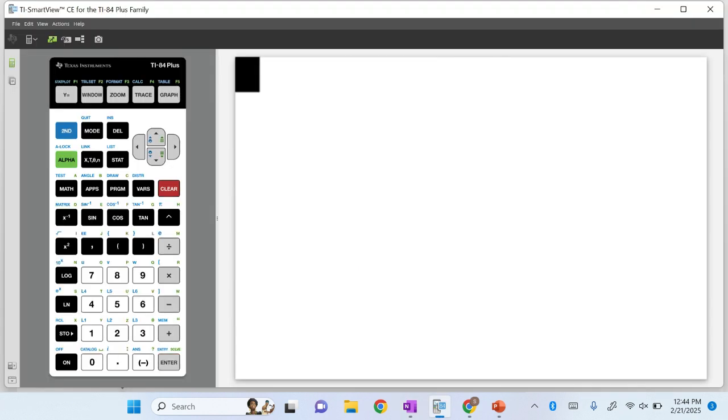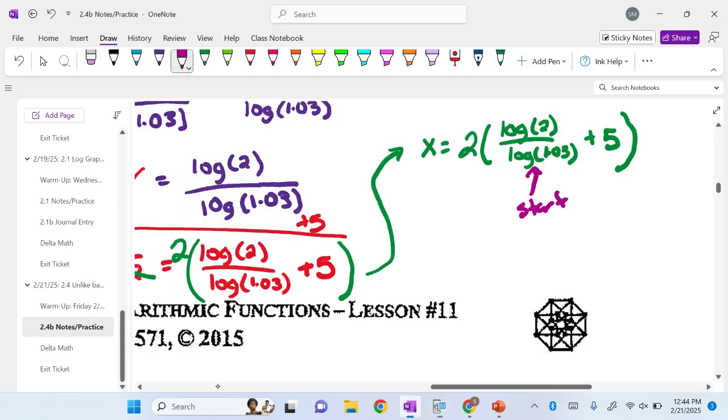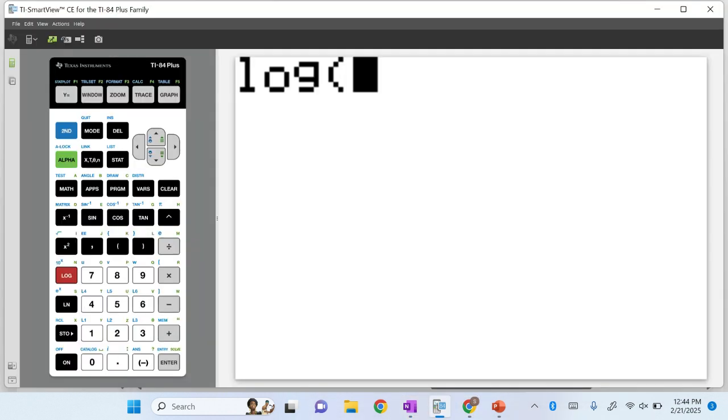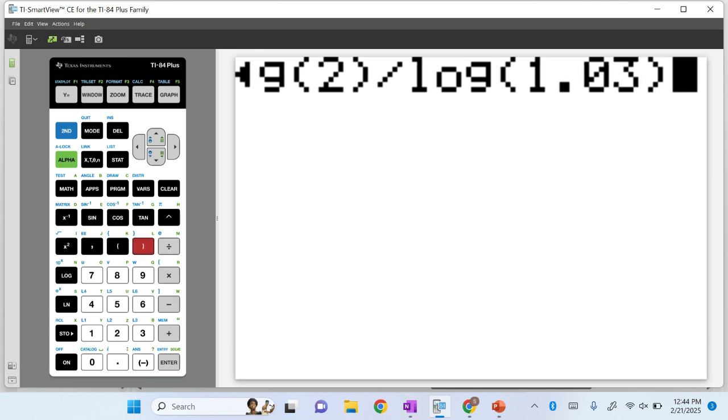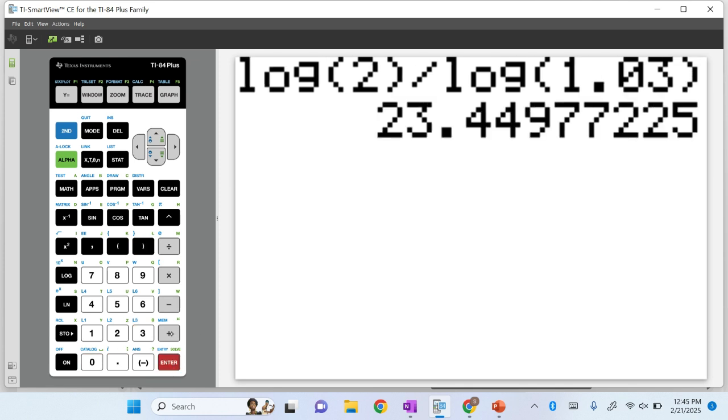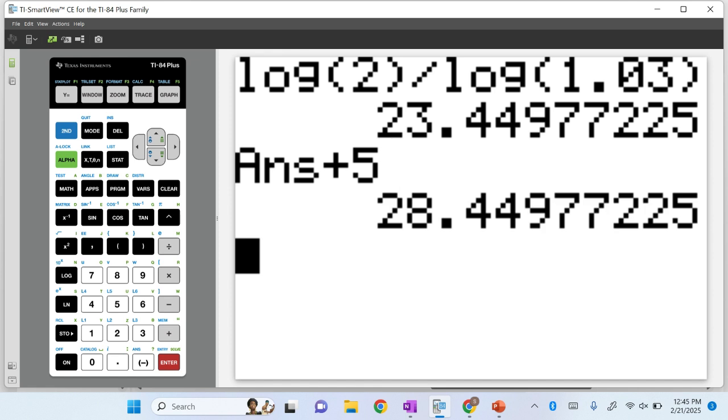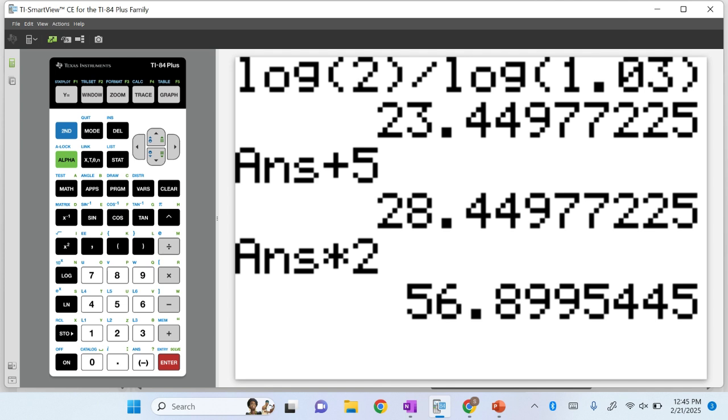So in your calculator, you would have log of, what was it? I already forgot it and I just saw it. Yeah. So log of 2 divided by log of 1.03. Hit enter. Add 5 to it. Hit enter. Then multiply it by 2. Because essentially that's what we did. It took care of the parentheses first by PEMDAS. We did the division within the parentheses first, then the addition. Then we did the multiplication that was outside the parentheses. Again, you could put it all in your calculator and get the exact same answer.